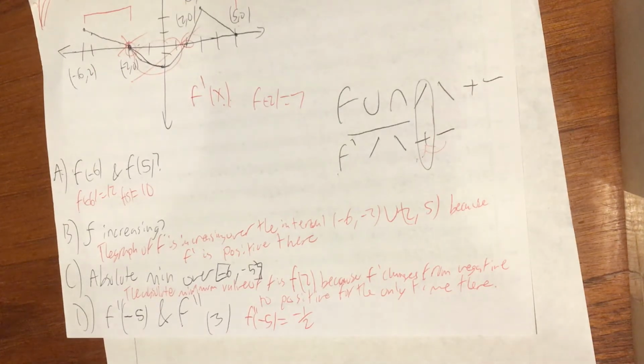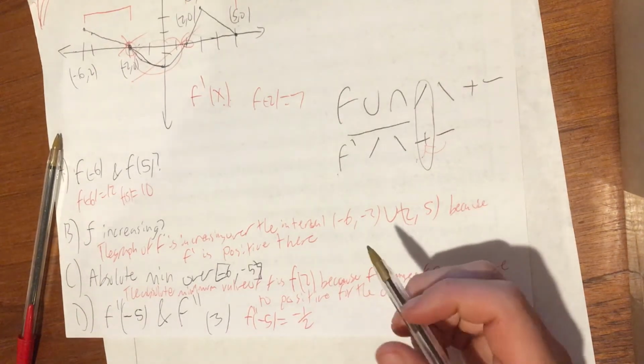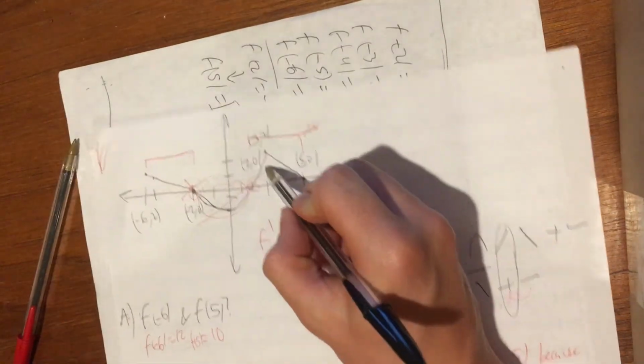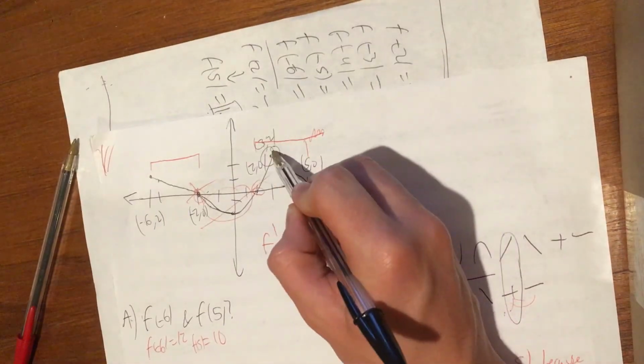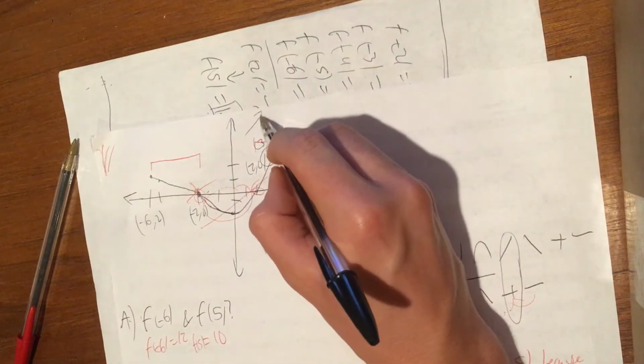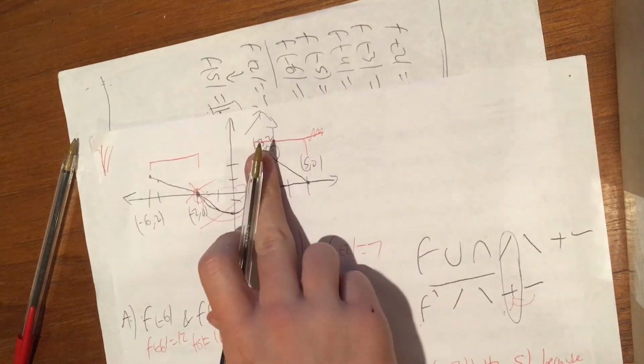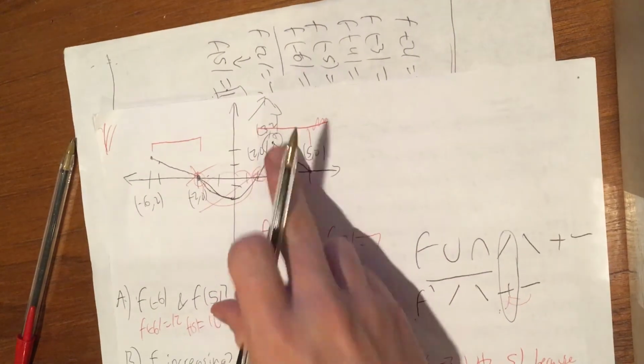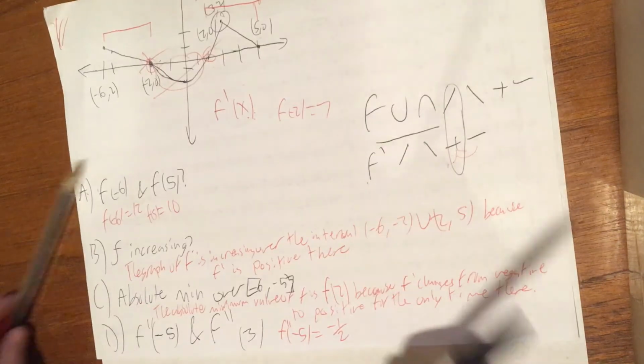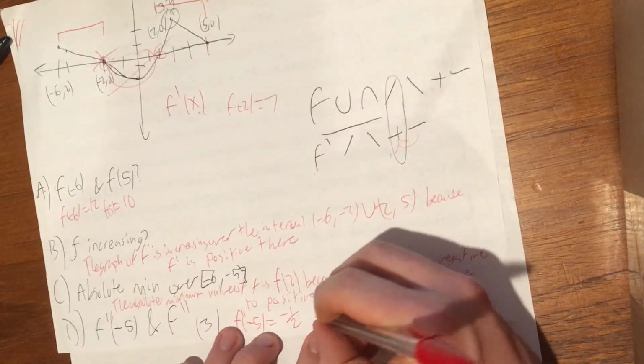F double prime of 3 is a little bit different though, because we see that this point has a sharp turn, and there can't be a slope at this point, so it doesn't exist.